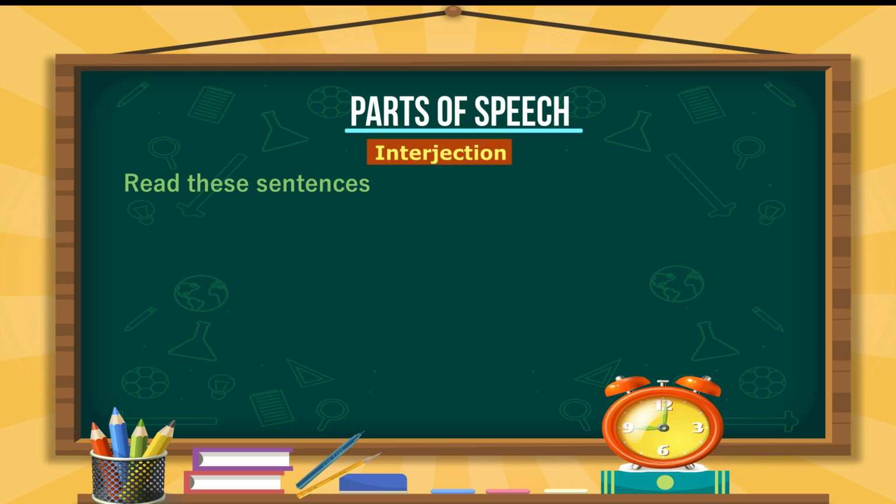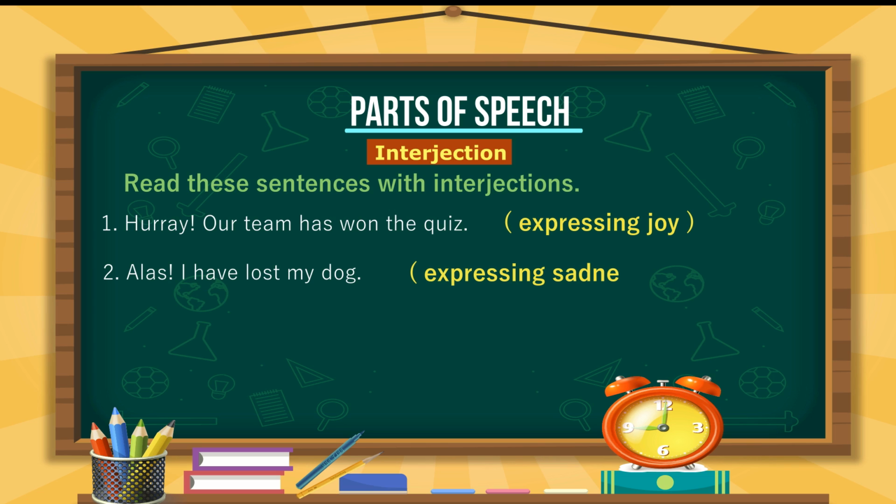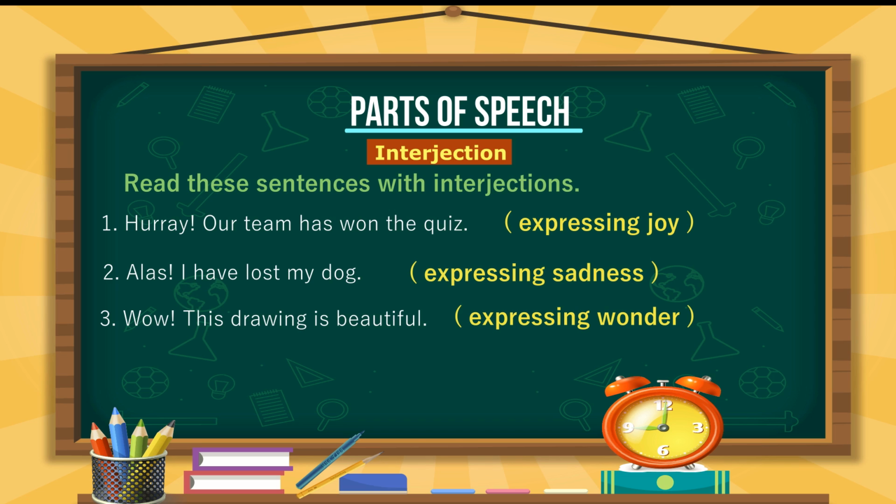Read these sentences with interjections. Hooray! Our team has won the quiz. It's expressing joy. Alas, I have lost my dog. It's expressing sadness. Wow, this drawing is beautiful. It's expressing wonder. Ouch, it hurts. Expressing pain.